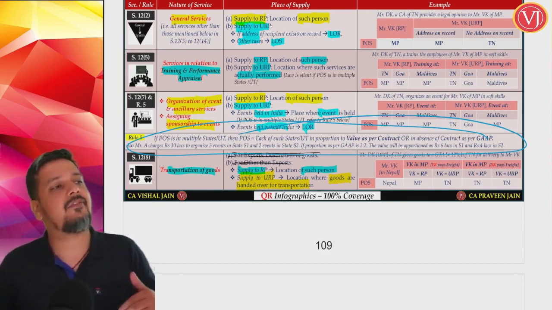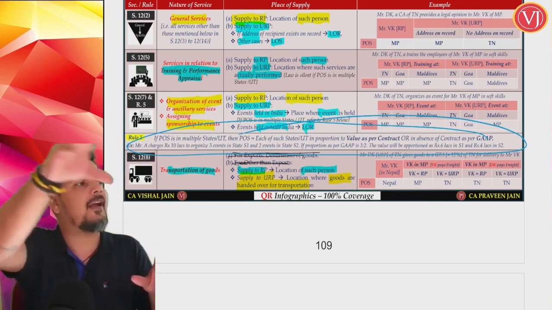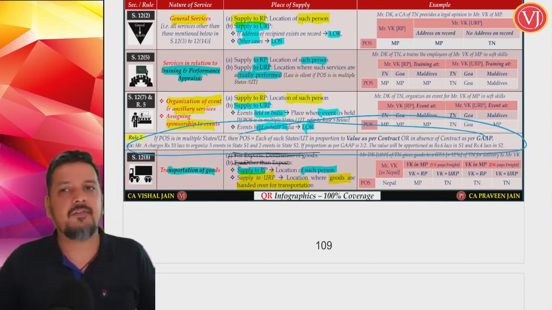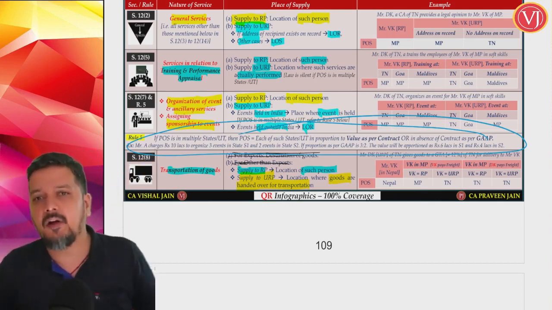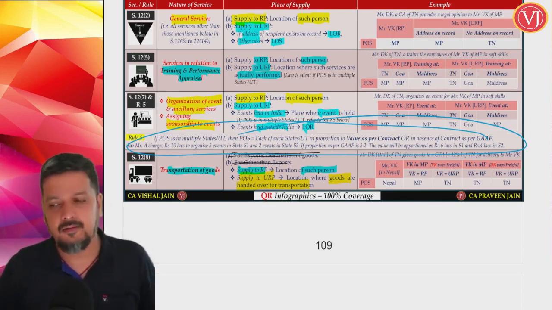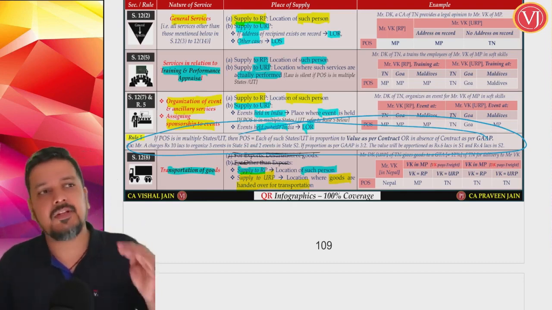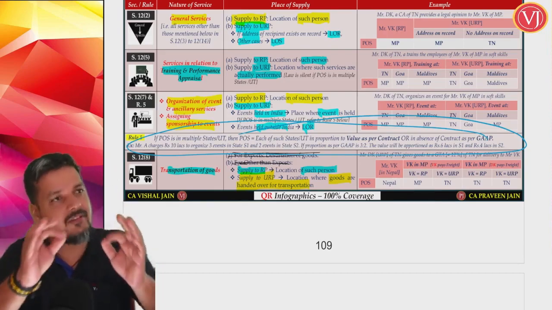And if I'm organizing an event for IPL, again it will be multiple states. The event can be held in multiple states. If the contract gives the breakup, go with the contract. If not, rule 5. So that is everything about your section 12. Just go through 3, 4 and 5. Very logical breakup.